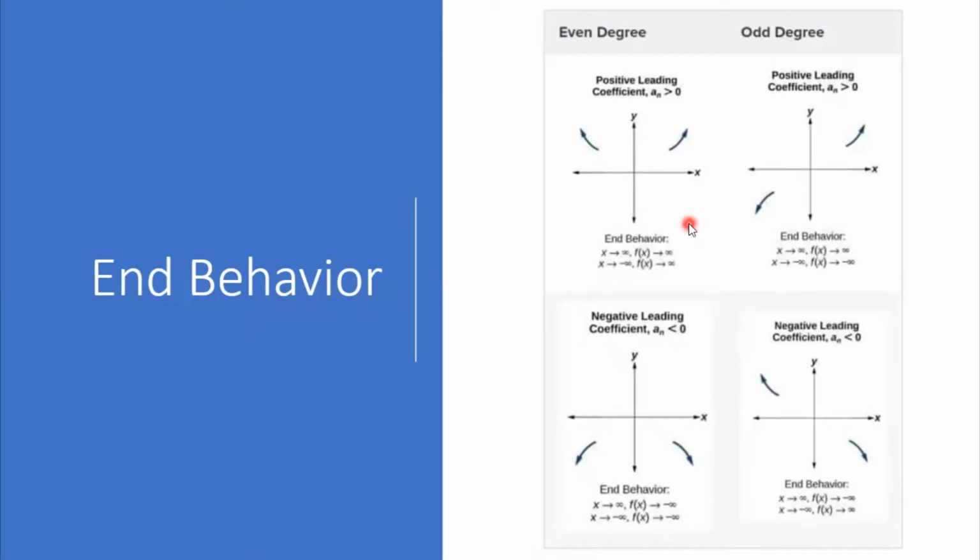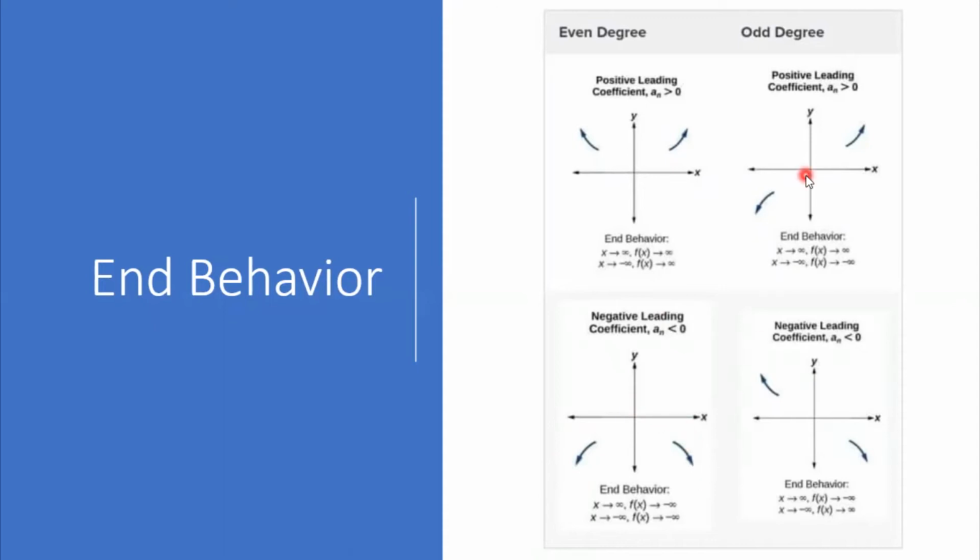Another way to remember the end behavior of the graph is just by comparing it to the basic functions like x squared and x cubed. So x squared has a degree 2, which is even, right? So it starts from here and it ends here. If the leading coefficient is negative, then the opening of x squared is downward. So that's why it starts here and it ends here.